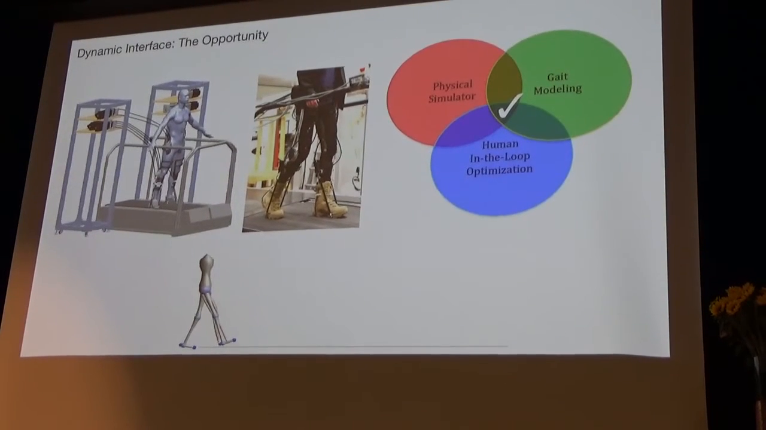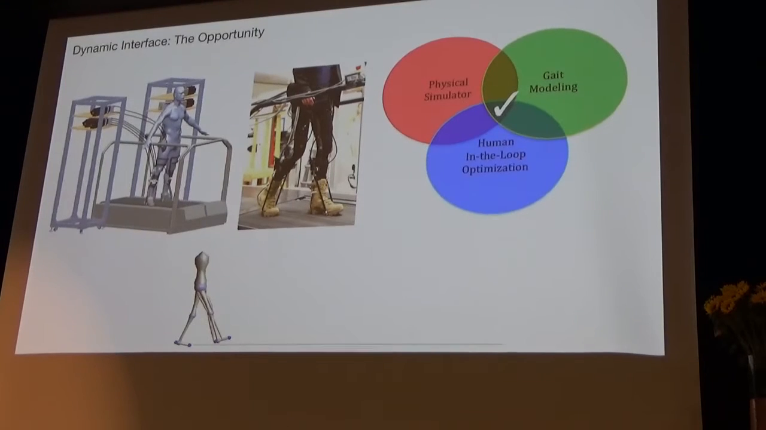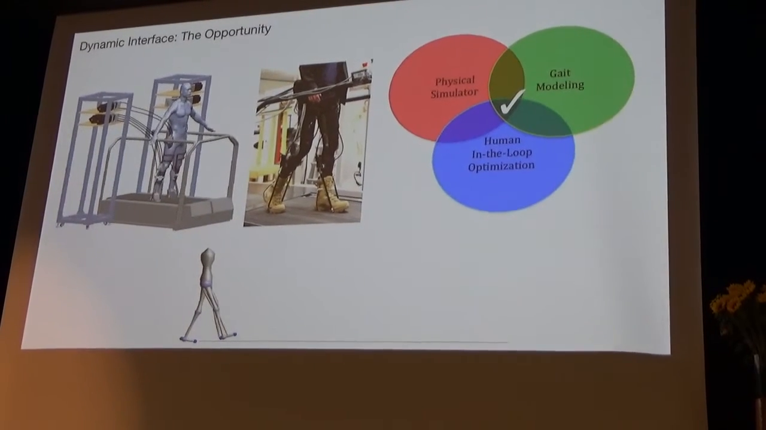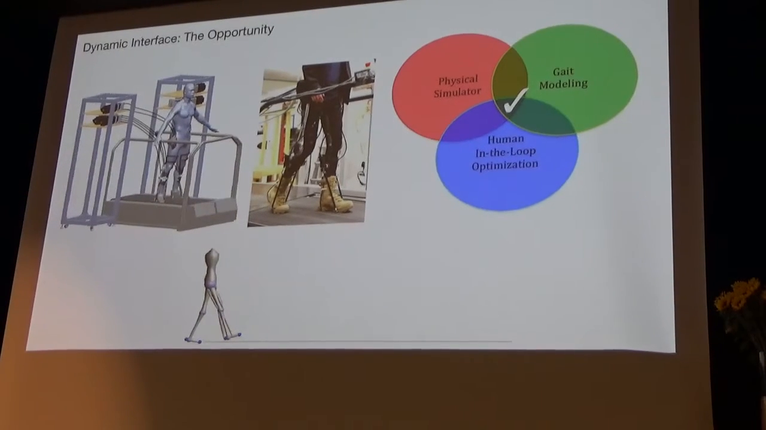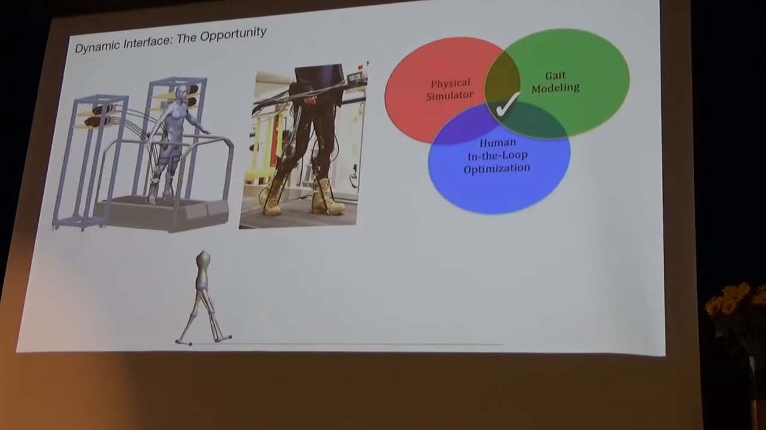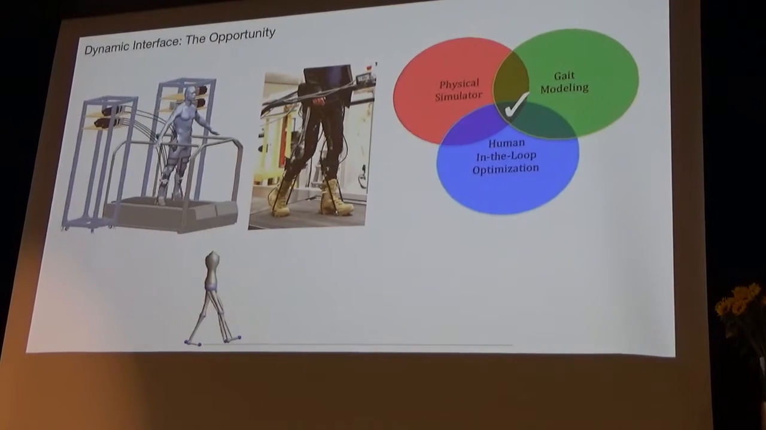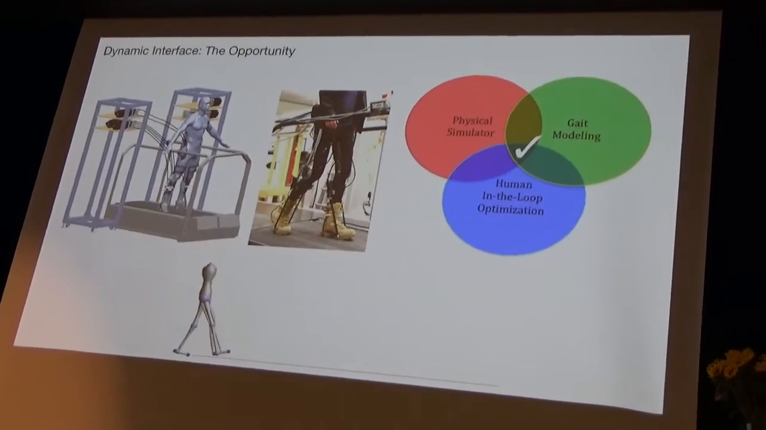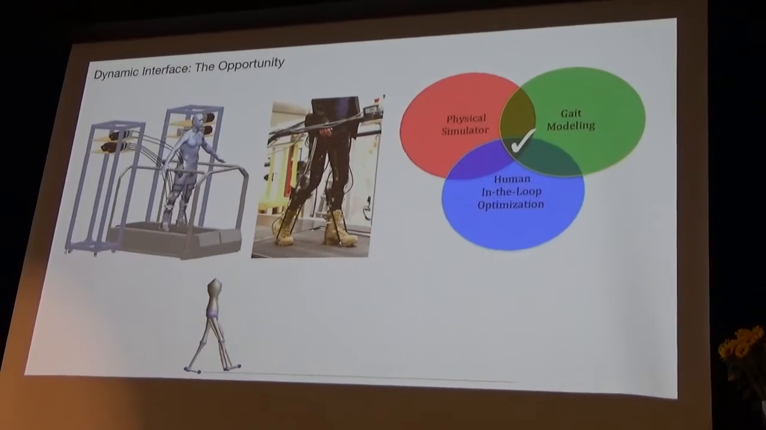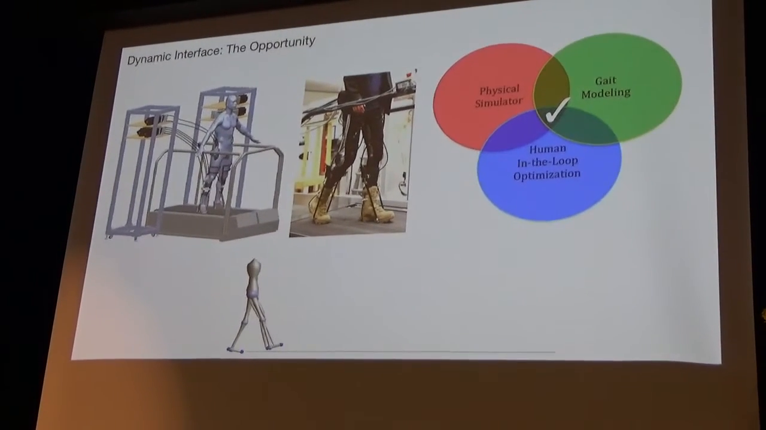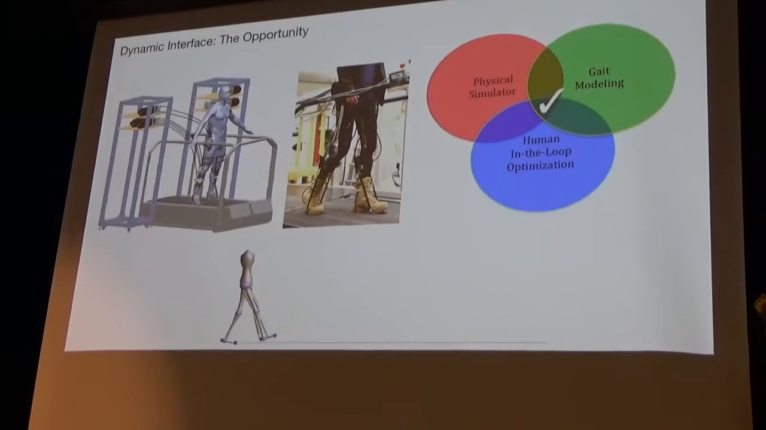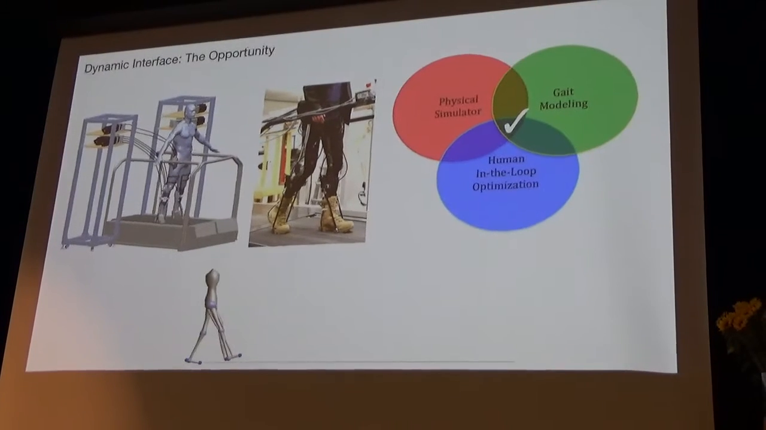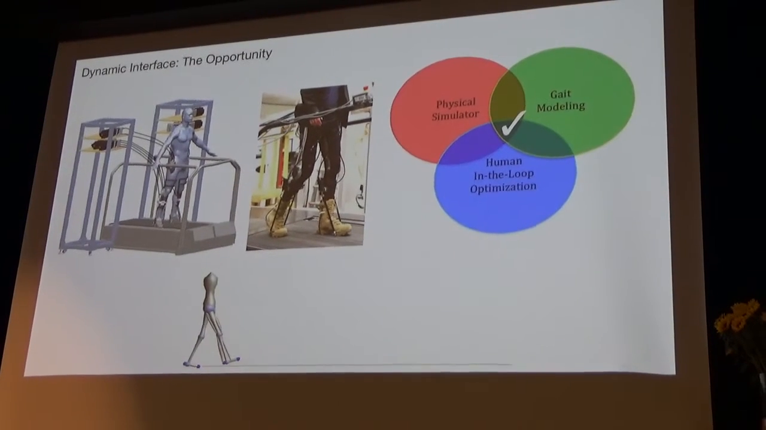I'll finish up dynamic interface with a set of ideas that I think are important for the field. So there's a tremendous opportunity in dynamic interface by combining, again, these 3 areas. One is, if the field has what I call a physical simulator, a device with off-board actuation, power supply, and computation with cable drives to the biological joints, where one minimizes the mass that's attached to the human.